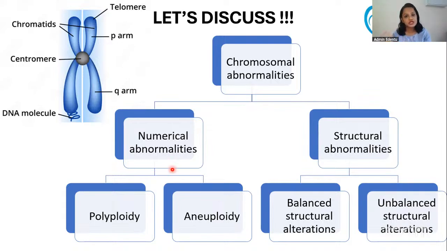Then we have the structural abnormalities. These mean that during cell division, something happens to the structure of the chromosomes. The number remains the same, but the structure changes. These structural abnormalities can again be classified into two: they can either be balanced or unbalanced in nature.